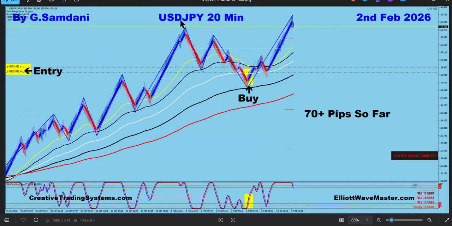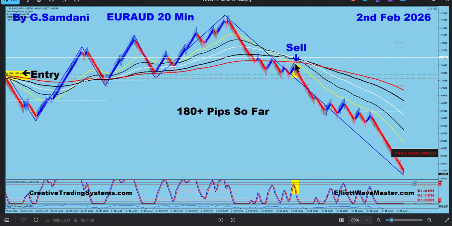Now on the second, USD yen went up 70 pip, buy orders right there. And this one is Euro Aussie. On the second, right? This is a continuation of the same entry, and look, it ended up 180 pip on the second. Why? Because we were here, and it dropped a little bit, and after that there was news, and then boom, it went down big time, right?